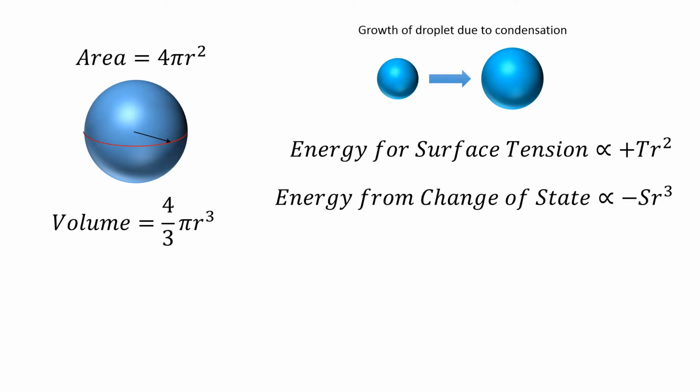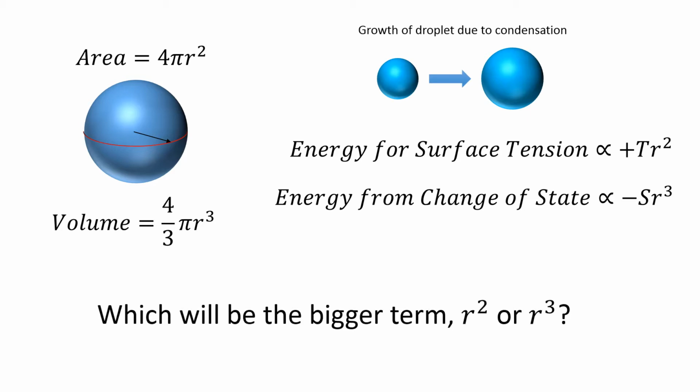Okay? And similarly, the energy from the change of state, so that's coming out of the water droplet, that's giving up energy to the environment, so that's kind of spontaneously happening. That's proportional to the size of the droplet, so proportional to the radius cubed. Okay? So this is all very well and good, but as our water droplet gets bigger, which of these terms is going to be more important? Is it going to be the gain in energy from having more water condense, or is it going to be the loss of energy from having to have more surface area?